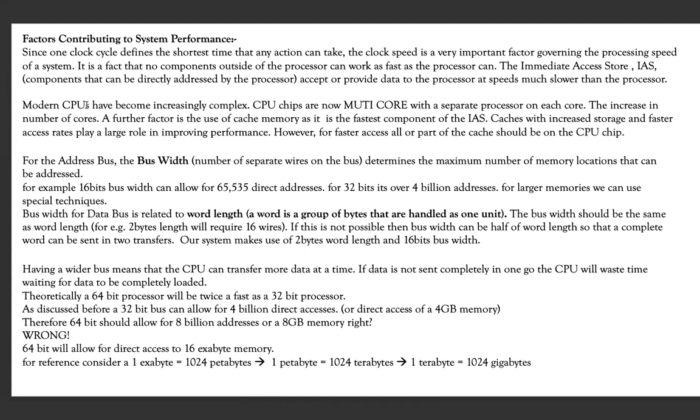So as you can see here, the major factors in system performance, apart from clock speed, are that we can have multiple cores. So yes, clock speed does matter, but if we have more processors, the amount of work that a processor can do in unit time will also be increased.